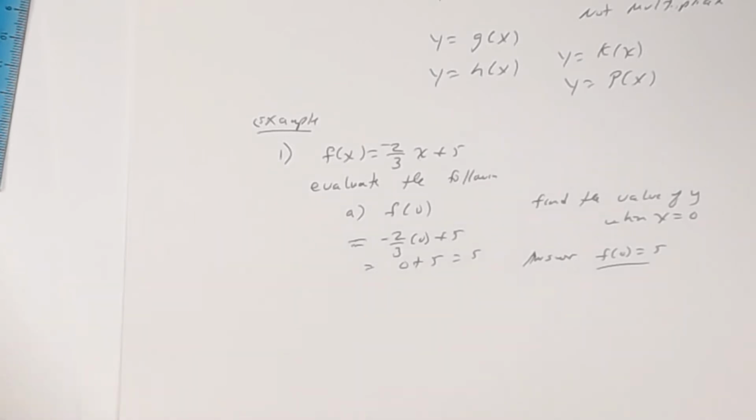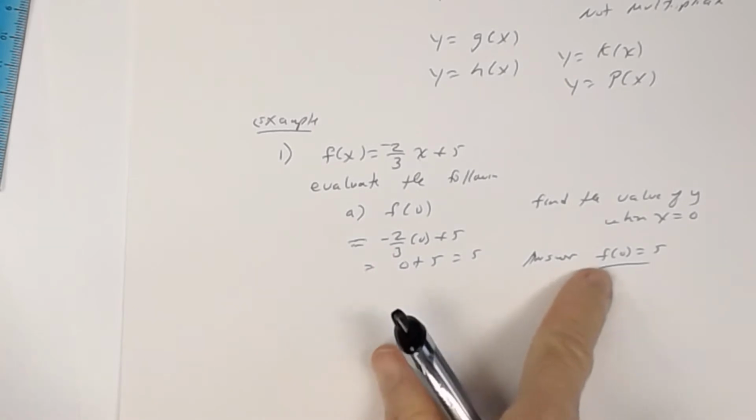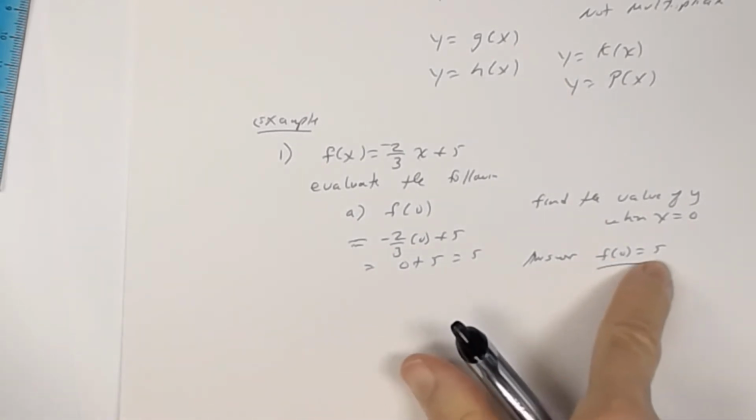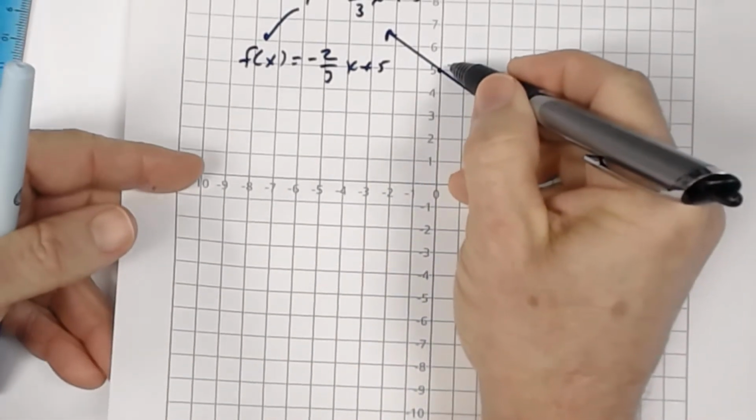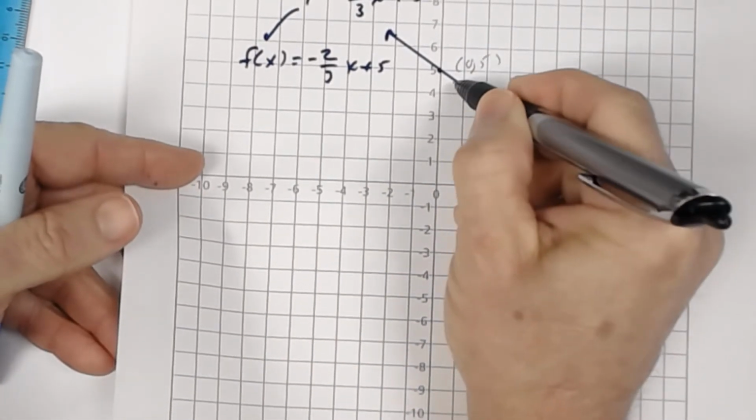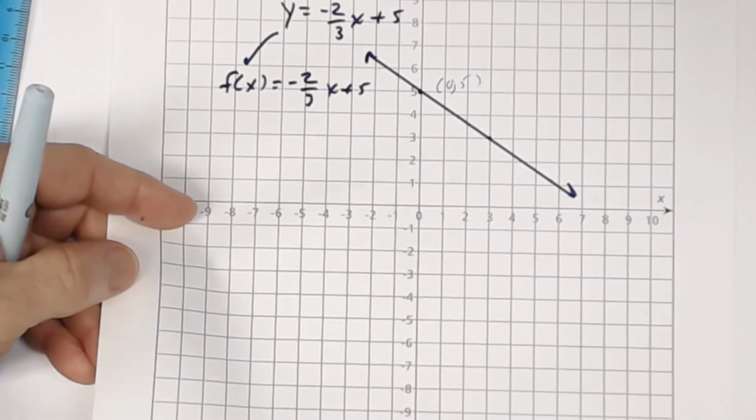Now let me tell you what that means in terms of the graph. When x is 0, that means your y value is what? 5. So watch. 0, 5 is right here, right? That 0, 5.